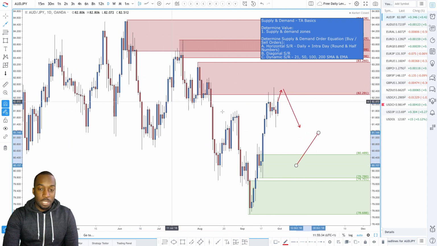Just keep in mind that the Australian dollar does well in a risk on environment, and the yen will do well in a risk off environment, meaning that when there's a lot of uncertainty in the market, then the Japanese yen is basically like a safe haven play for investors.